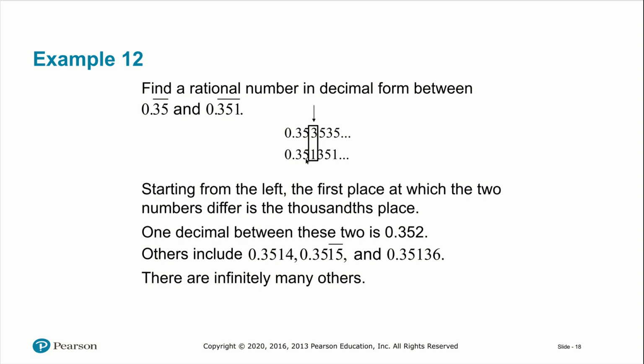And of course, you can get a number between them very easily. So we have 0.351. How about 0.352? That would work. How about 0.351 and any digit after 1? All those would be numbers that are between these two numbers. Like 0.3514. In fact, 0.3515 with the 15 repeating. All these numbers would be between these two numbers. And there are basically infinitely many of them.